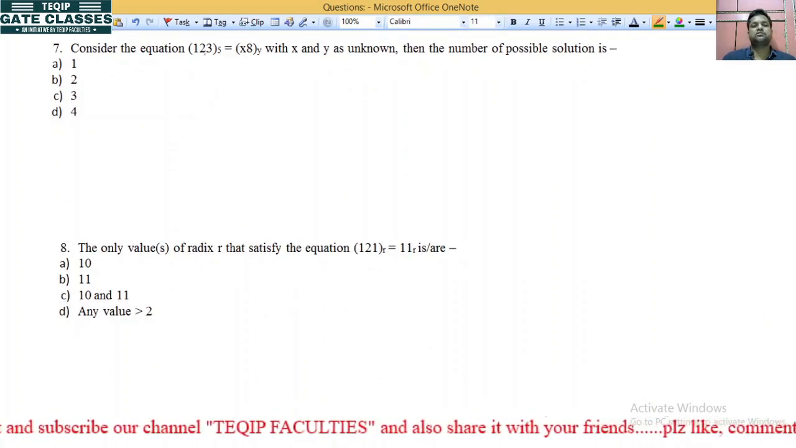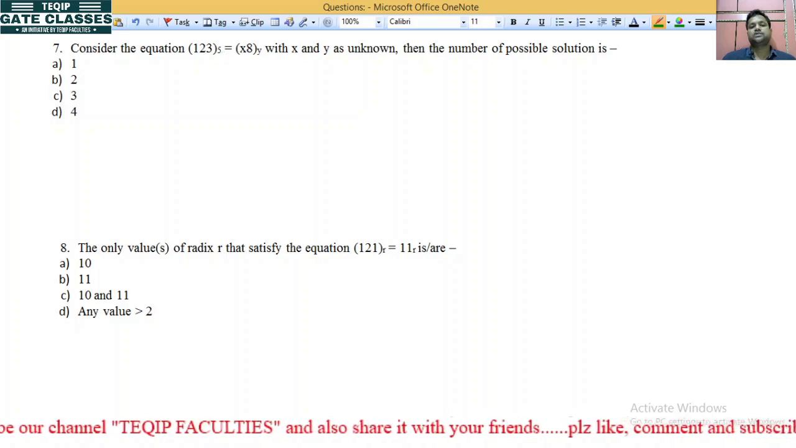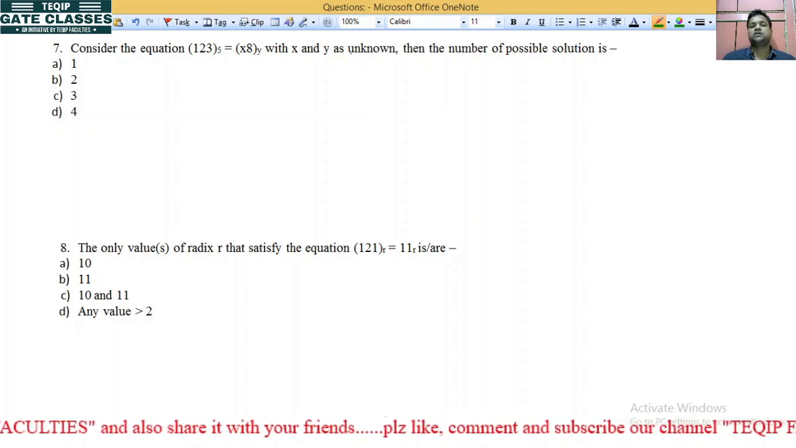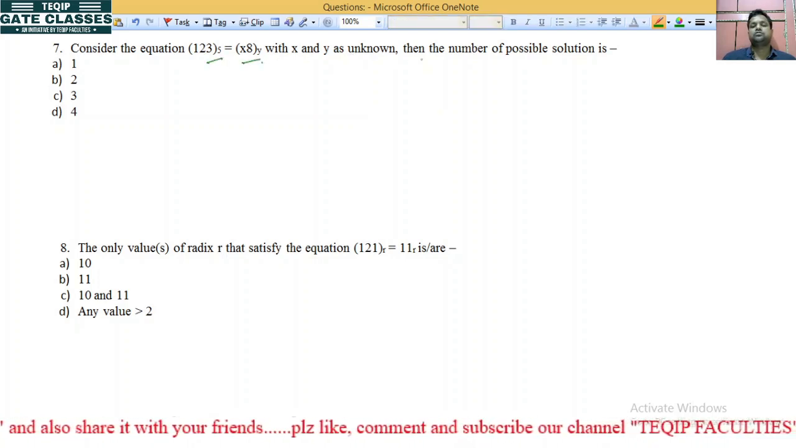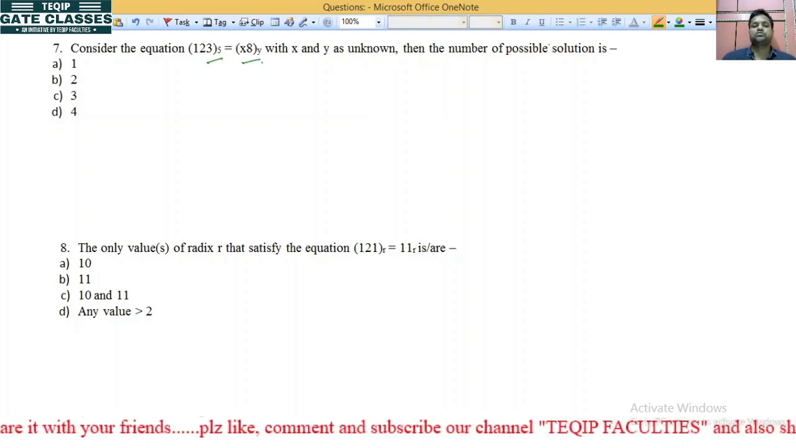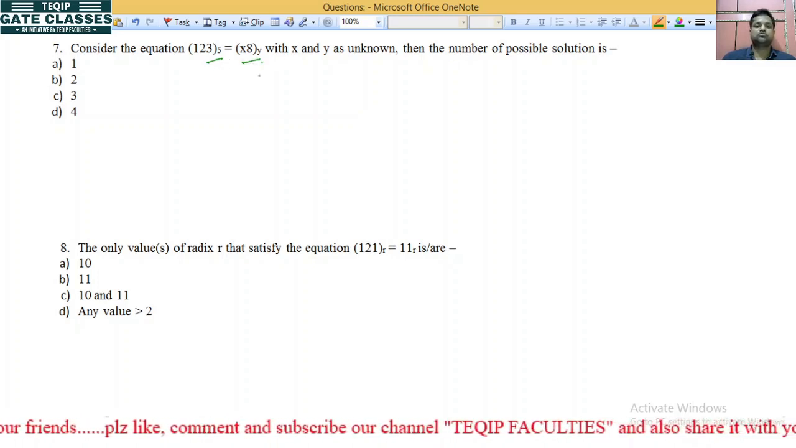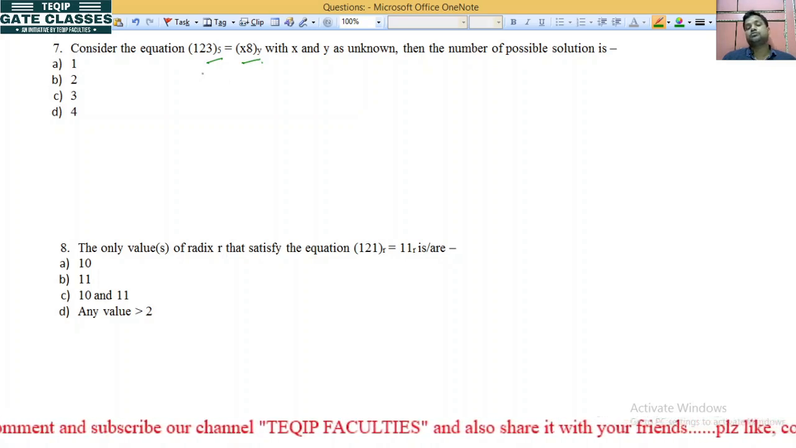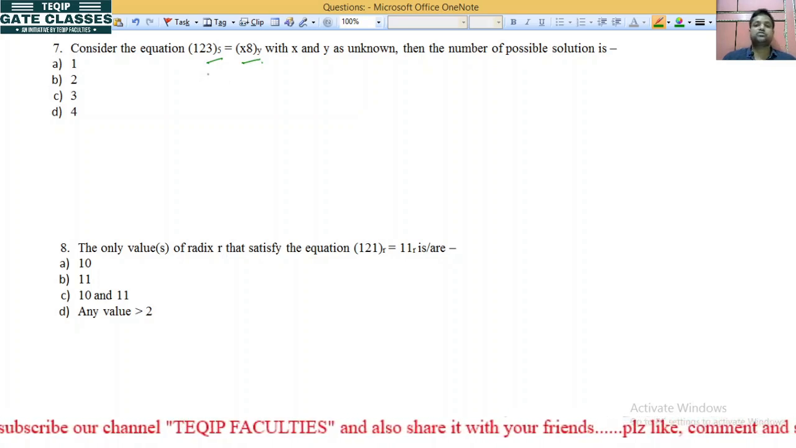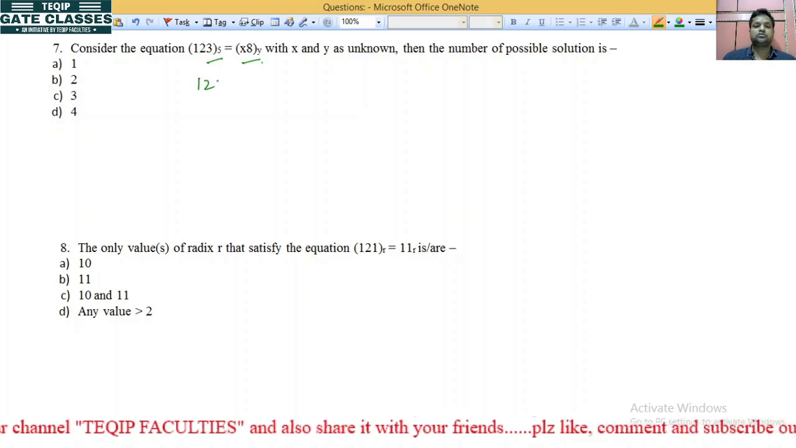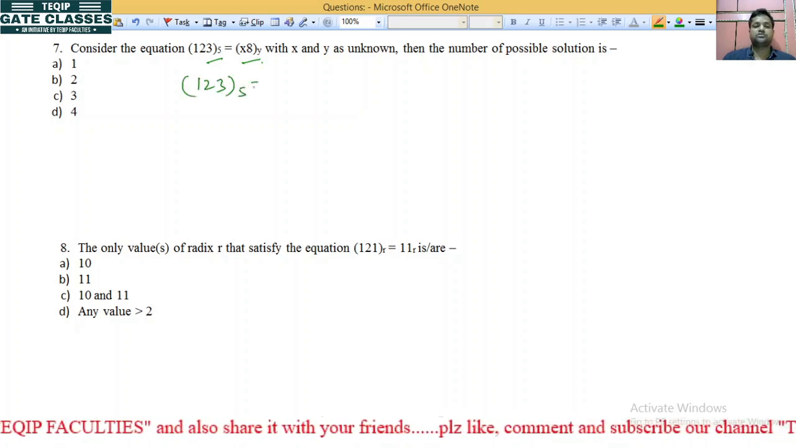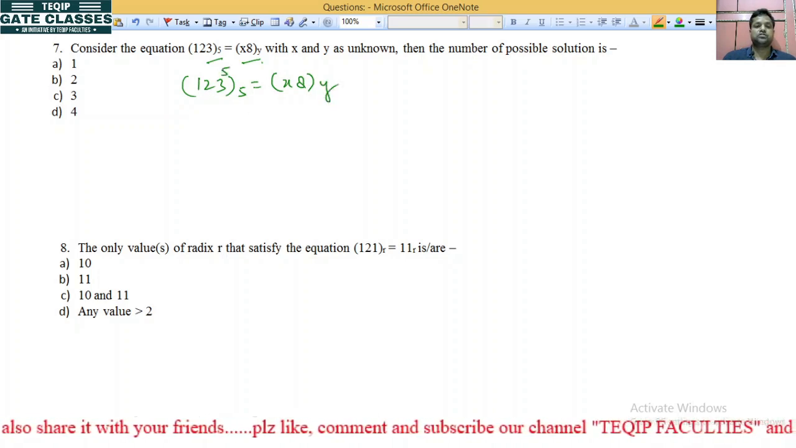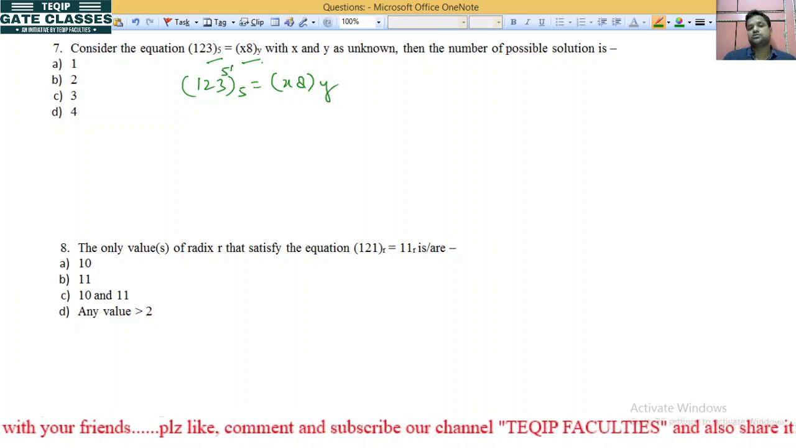So the next question is, consider the equation 1 2 3 with base 5 equal to x8 with base y, with x and y as unknown, then the number of possible solutions is, what will be the possible solution, है ना। तो मैंने बोला था कि जब कुछ भी नहीं समझ में आए तुरंत क्या करना है, you have to change it in decimal. 1 2 3 with base 5 is equal to x8y. So I want to change it in decimal.